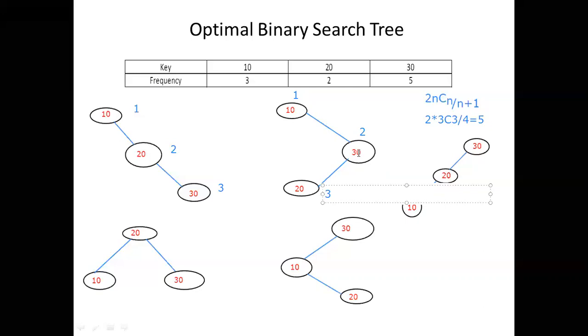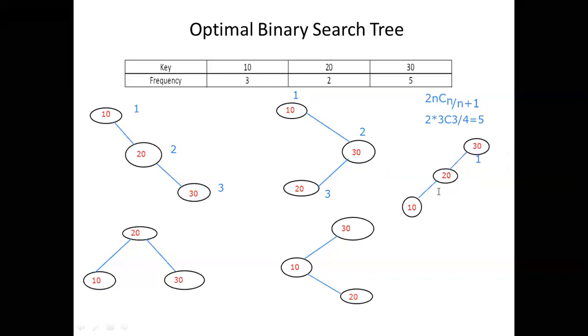30 is equal to 20? No. 20 is equal to 20? Yes. How many comparisons? 3 comparisons. 3 searches are required. Now I will say for this one, the third tree, I want to search 30. How many comparisons? 1 comparison.